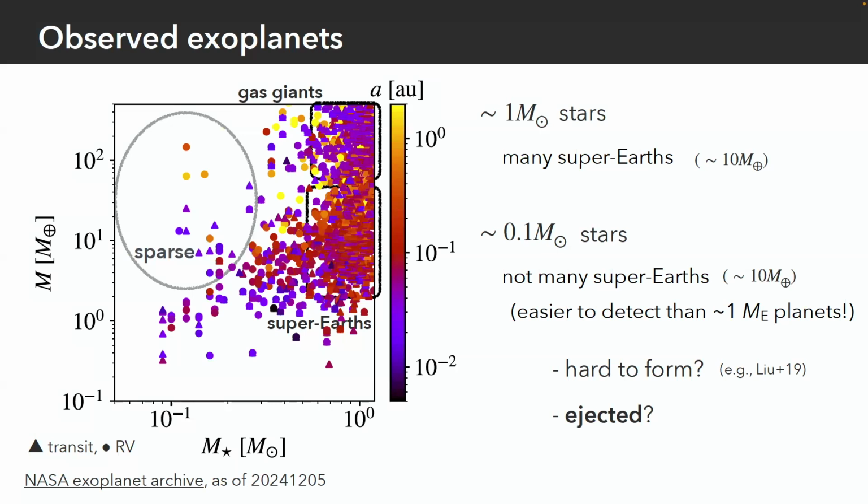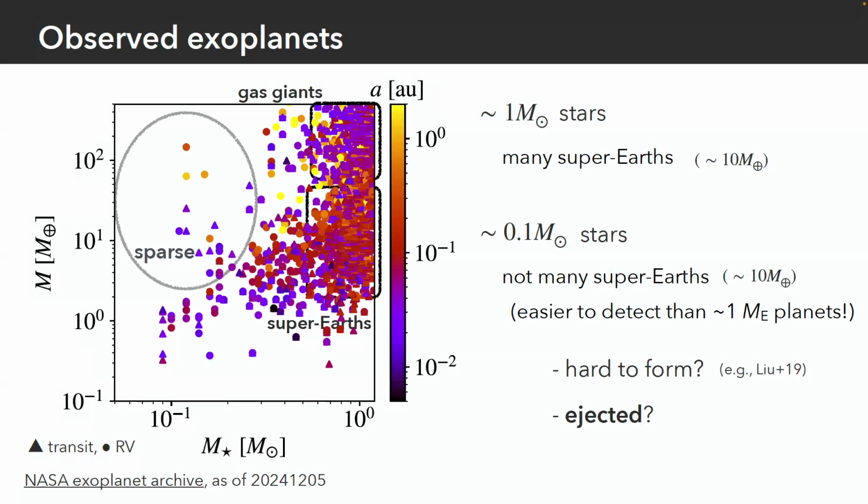We have also already detected one Earth mass planets around the 0.1 solar mass stars, but these populations are relatively sparse. It's kind of strange, since these massive planets are more easily detected than those. So at first we expect there are many planets, but actually there are not so many.